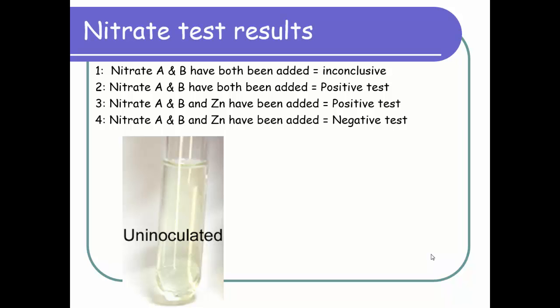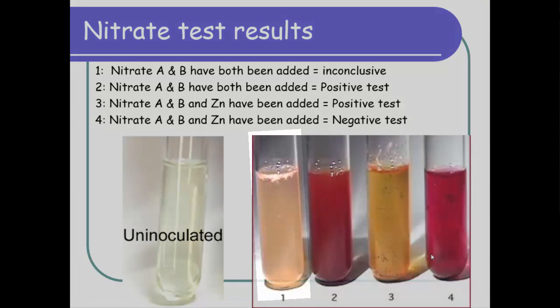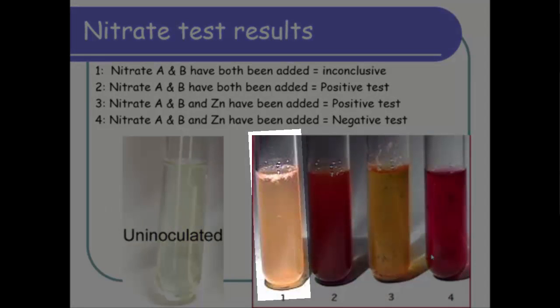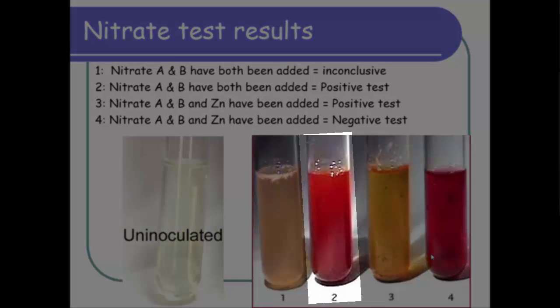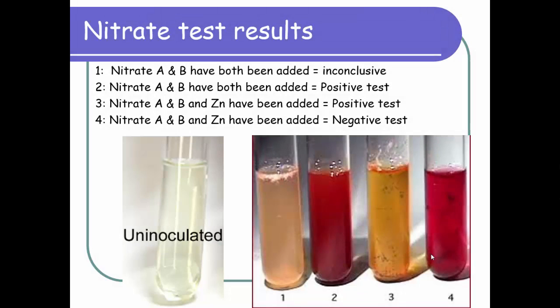Here is an uninoculated nitrate test. To tube number 1, nitrate A and B have both been added. Therefore, at this point, this is an inconclusive test. It stays the yellowish clear color. We've added nitrate A and B to tube 2. It turned red, therefore it is a positive test, and we are now done.